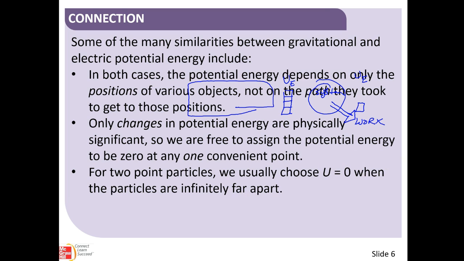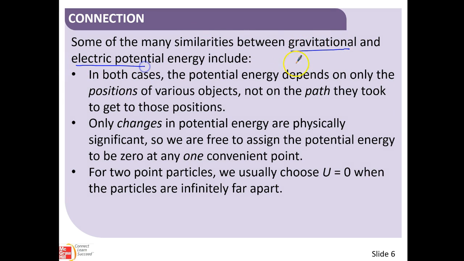For the next part, this is really important. There are a lot of different similarities between gravitational and electric potential energy. So remember, gravitational potential energy is UG, and we're going to call electric potential energy UE, and that way we can separate the two. In both cases, this depends only on the position. So where they're at does not depend on the path. We don't worry about the path. We can go any way we want to.